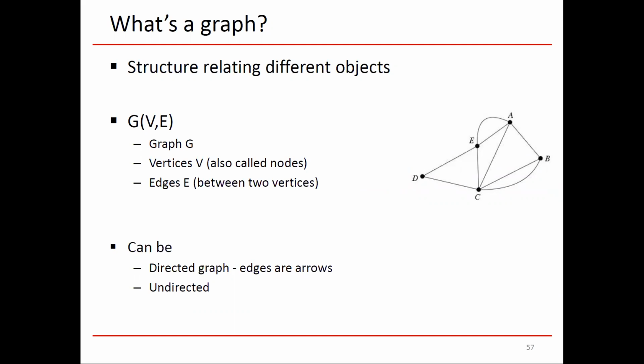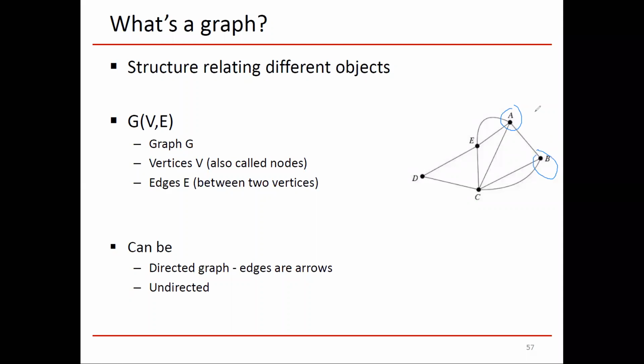A graph is a structure that relates between different objects. A typical notation is going to be G as a function of V and E. G is for graph. The V is a set of vertices. Vertices are also known as nodes. So you can say that A and B are both elements of the set V. And overall, the set V contains the elements A, B, C, D, E.